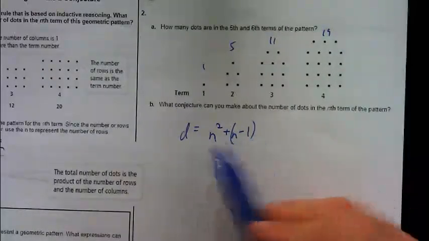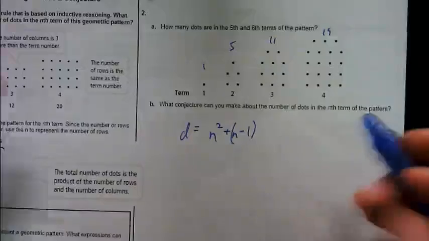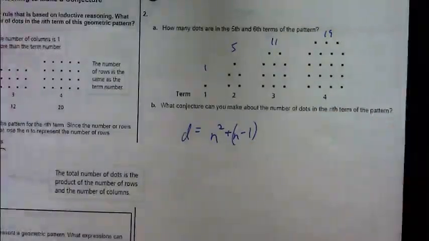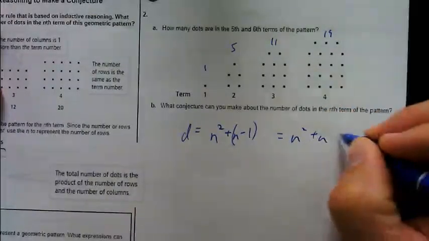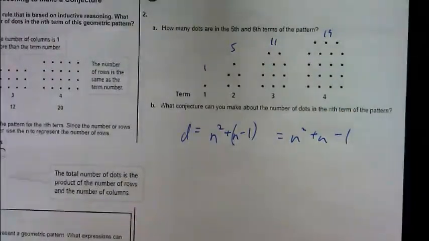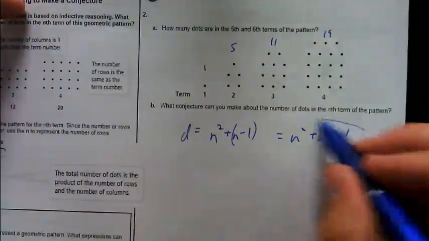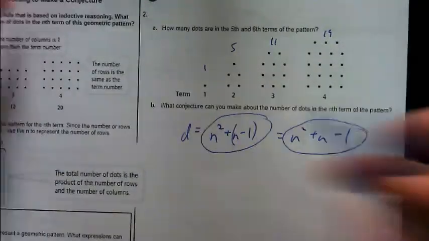Here, it's addition. We can't combine these. They're not like terms. So that's the only way to go. Do we have to have the parentheses? No. So we could also say n squared plus n minus 1. But that would be it. Those two would be two things that would work.